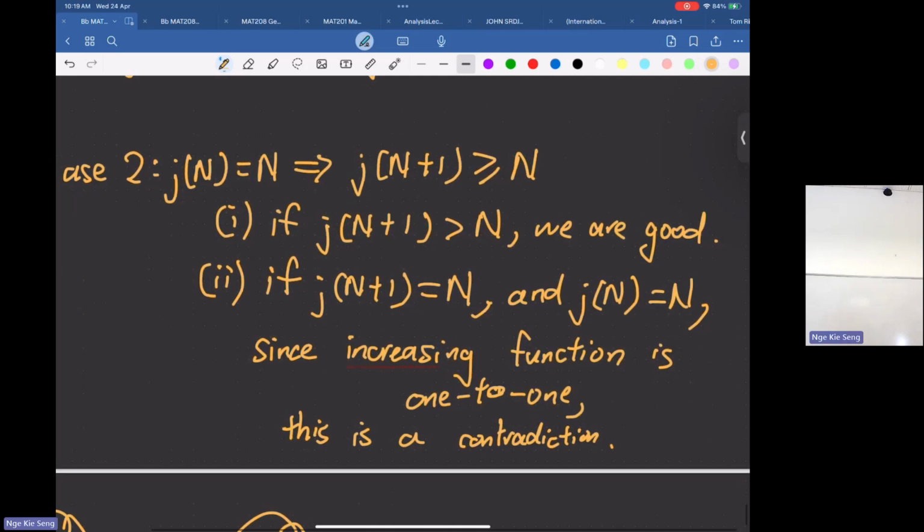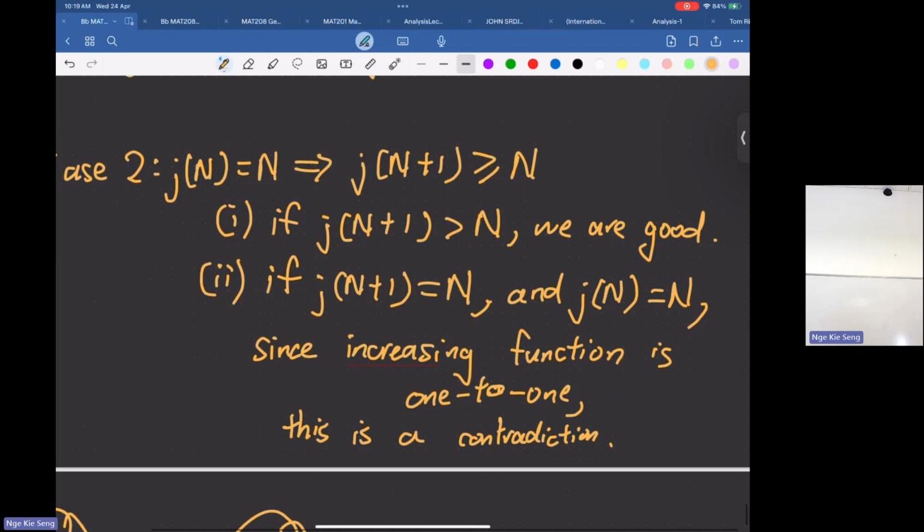So are you skeptical that an increasing function is 1-to-1? I think we need to write it out. This one you need to write it out. Okay, so let's put this as a lemma.